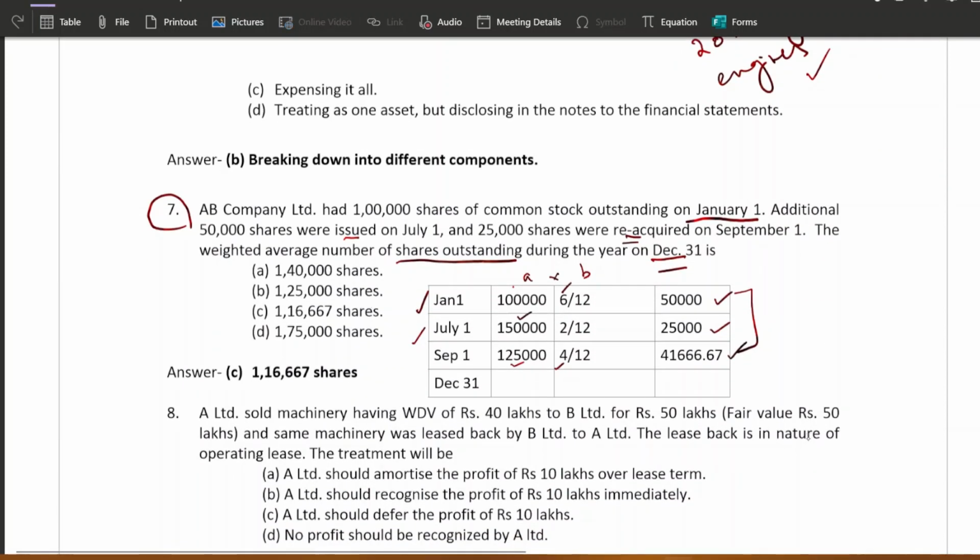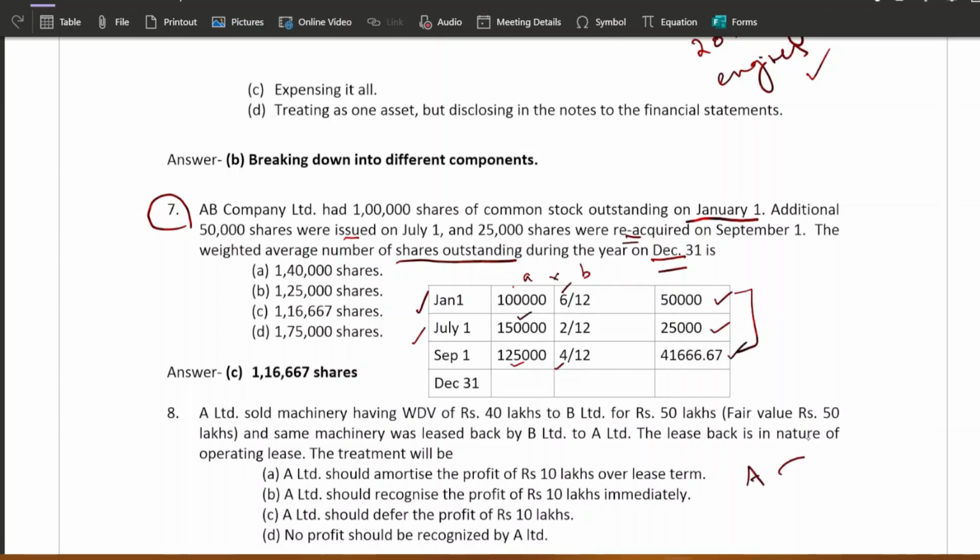Next, we come to the 8th question. A sold machinery having WDV of 40 lakhs to B for rupees 50 lakhs. And the fair value is also 50 lakhs. And the same machinery was leased back by B to A. The lease back is in the nature of operating lease. So, what will the treatment be?